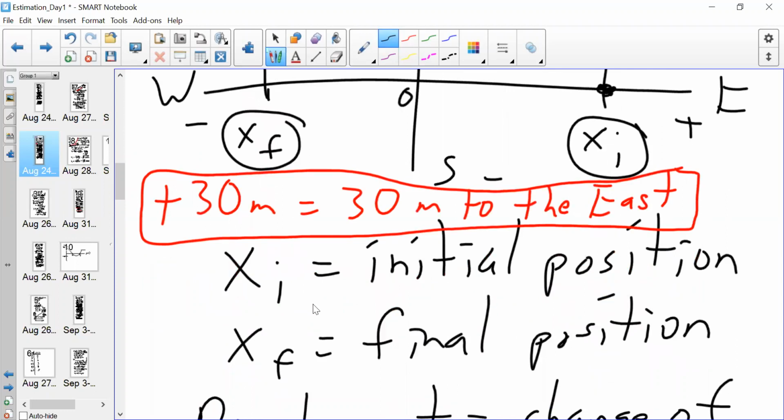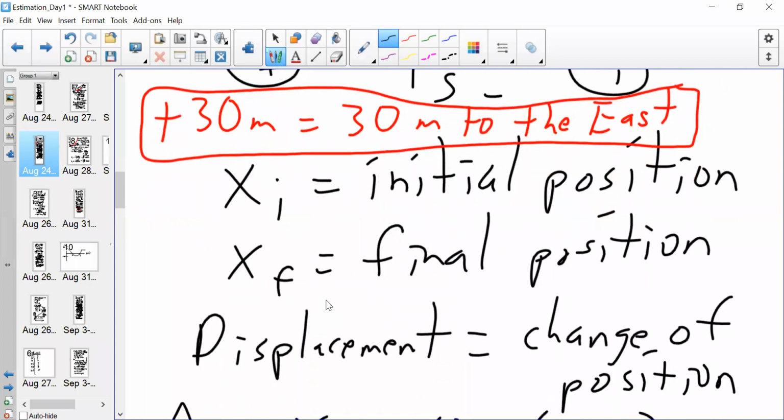So xi is the initial position. The x final, xf, is the final position. There is something in physics we call displacement. Displacement is a change of position. It's like distance, except that displacement has a number and a sign. Distance just has a number.